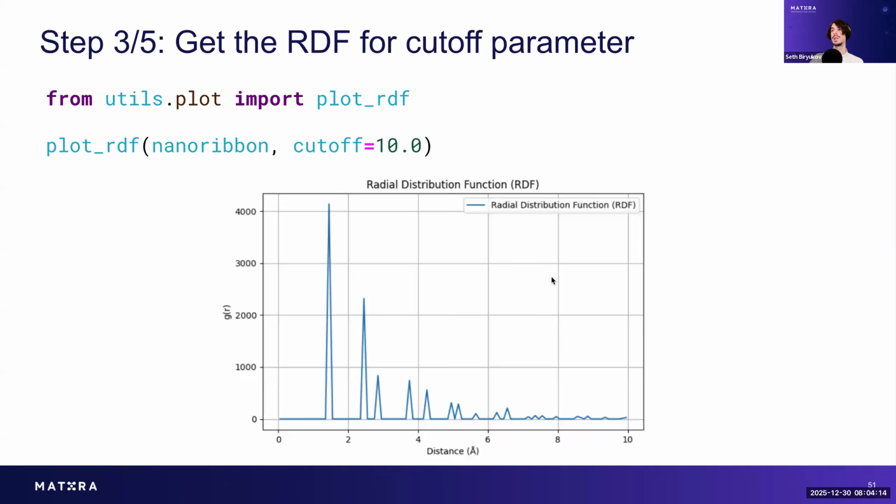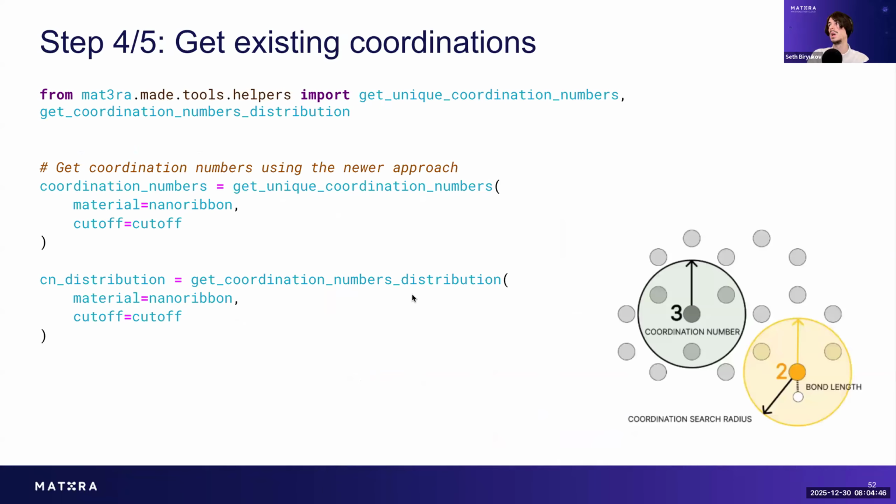And then after we get the nanoribbon, we can analyze it with the radial distribution function. So we'll pass the nanoribbon and a cutoff parameter and see how many atoms, what's the density of atoms at each distance from the atom, so that we can select the cutoff distance for the neighbor search. It should be larger than this value, so we can set it to 2, for example, or larger. So we need to get the existing coordination.